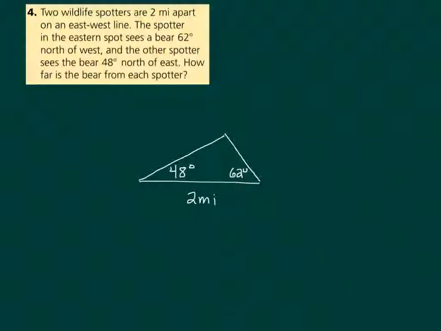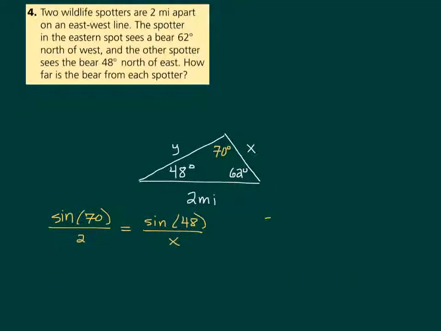We need to figure out the distance that the bear is from each observer, x and y. In order to figure that out, we need to know what this angle is. What is it? 70. Let's solve for x first. It really doesn't matter which one we solve for first, but we're going to go with x. So we get sine of 70 over 2 is sine of 48 over x.